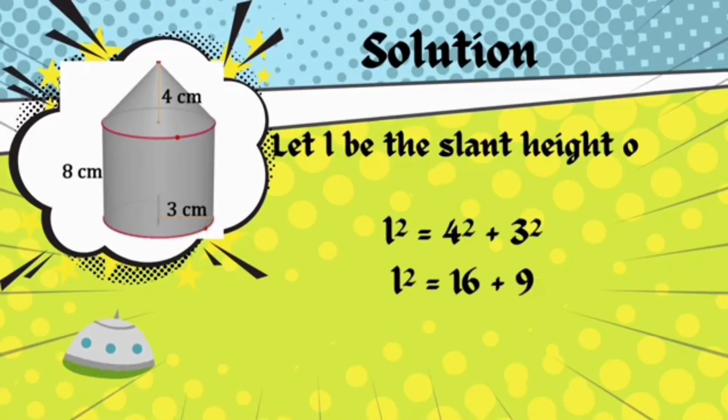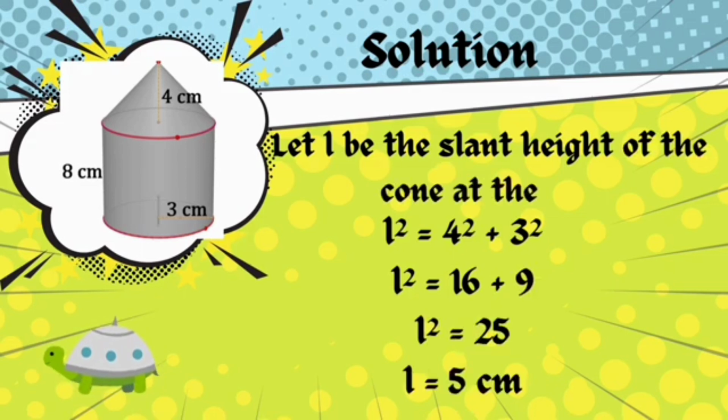The formula for the curved surface area of a cone is pi times the radius times the slant height. Using Pythagoras theorem to calculate the slant height of the cone, the square of the slant height, L squared, is equal to the square of the perpendicular height, 4 squared, plus the square of the radius, 3 squared. From calculation, the slant height of the cone is 5 centimeters.